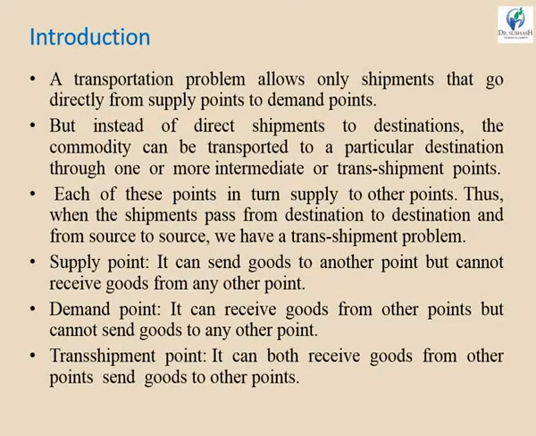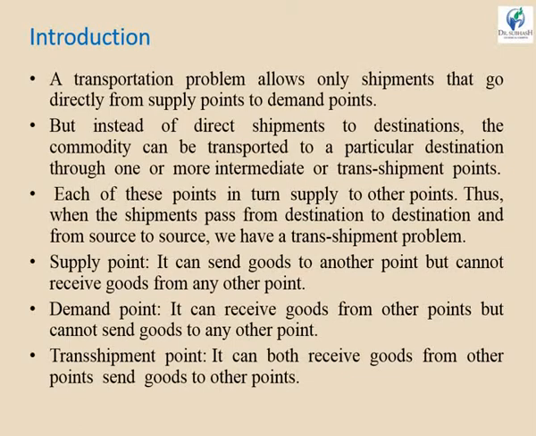So this is about the transshipment point. It can do both the things. The transshipment points can receive also and can send also to other points. It can receive from other points and send goods to other points also. Whereas in case of supply points, it cannot receive from any other point. Demand point, it cannot send goods to other points. But in case of a transshipment point, it can do both the things simultaneously. It can receive also and it can send also to other points.